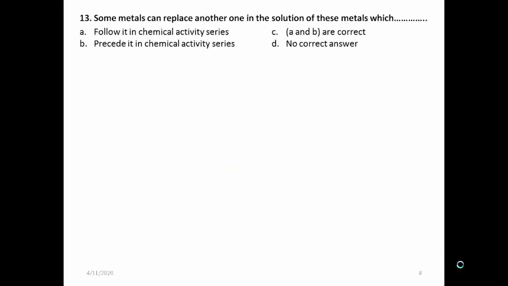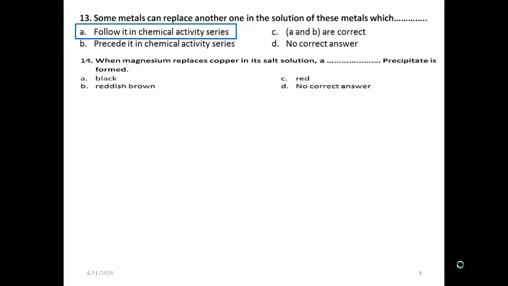Question 13. Some metals can replace another one in the solution of these metals which follow it in the chemical activity series. A is the right answer.